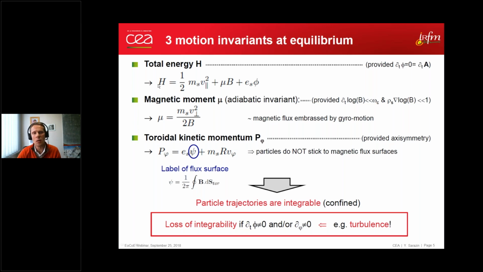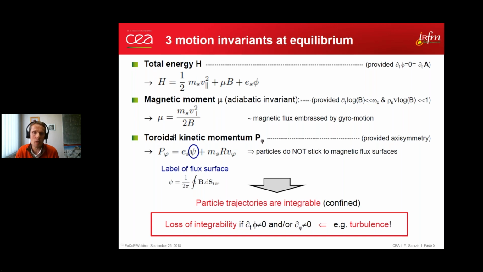Motion invariant means that when the particle moves, it conserves a certain number of quantities, and the first one is the energy. The total energy of the particle, the kinetic energy plus the potential energy, is constant along the trajectory of the particle, provided the electric potential and the vector potential do not depend on time explicitly. Then, in this case, only the total energy is conserved.